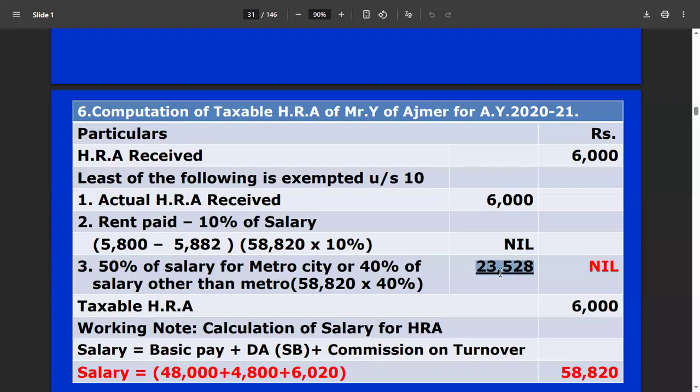So if I compare 1, 2, and 3, the least is nil. And since it is nil, no deduction is allowed, and my full HRA is taxable. So he has the bad luck that rent paid minus 10% of salary is zero and the lowest is zero, and so this zero is allowed as exemption.